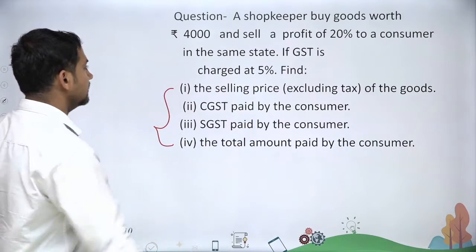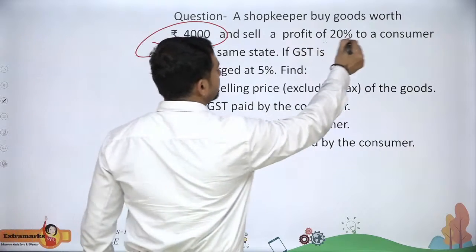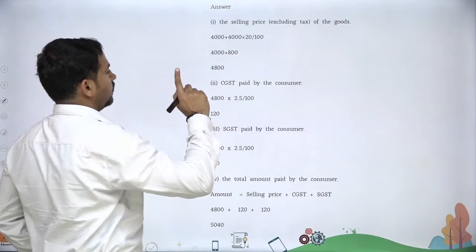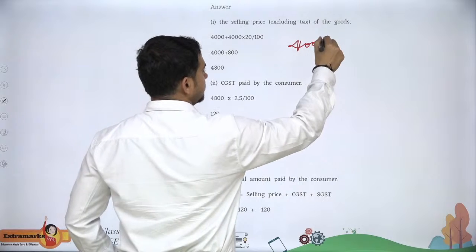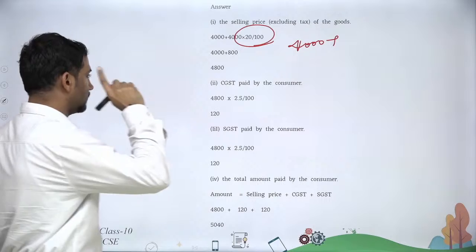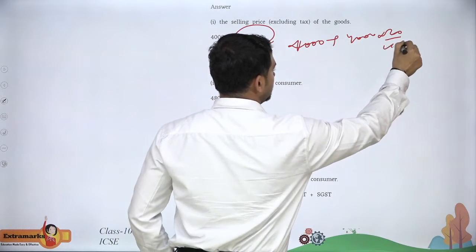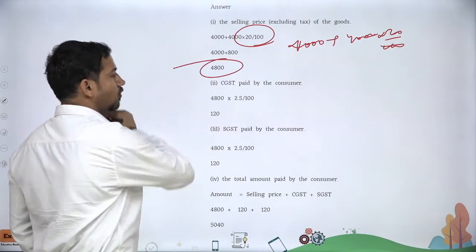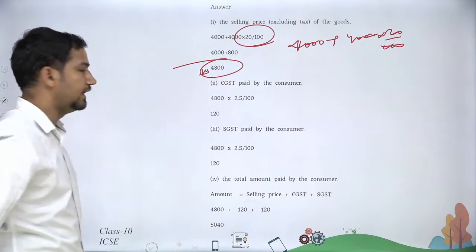The question is very easy because it is given that 4,000 rupees and the profit is equal to 20%. So we know that 4,000 is the cost price and 20% is the profit. So 20% of 4,000 should be equal to 800. Then what answer do we get? 4,800. Okay. Then the selling price is 4,800 rupees.